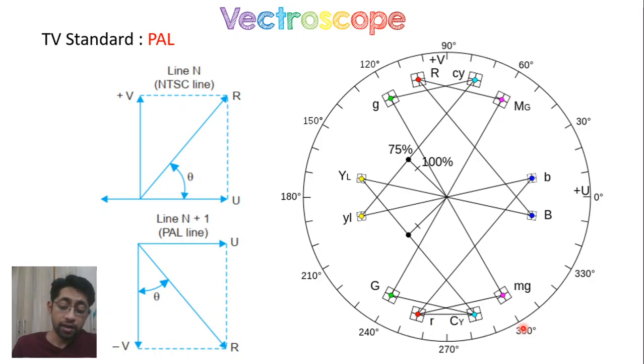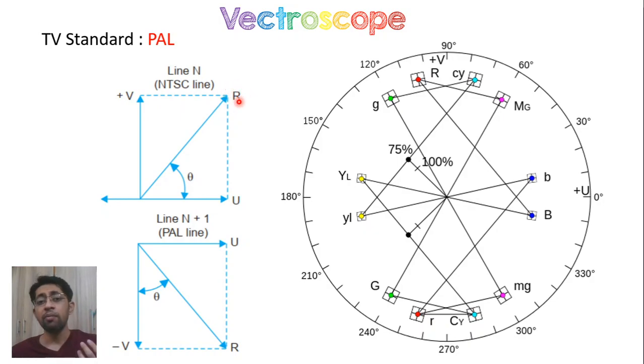Here we can see that in NTSC there isn't any phase alteration. The R minus Y component is always modulated with a plus 90 degree carrier, but in a PAL system R minus Y is modulated with plus 90 degrees for line number n and a minus 90 degree carrier for line number n plus 1. Now we can see that in a PAL system, with phase alteration line by line, a single color vector will have two positions. So let us assume that for any color R, these are the corresponding two positions.